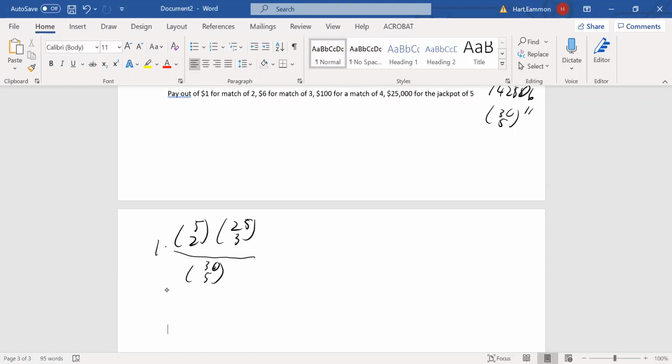So this is 1 times that. And the odds that I would get 3 as the match would be 5 choose 3 times 25 choose 2, divided by 30 choose 5. And again, notice that these guys add up to 5 because I'm matching 5 numbers. And also, this guy and this guy are the same, but this guy and this guy are going to be pretty different. That's going to result in a big difference.